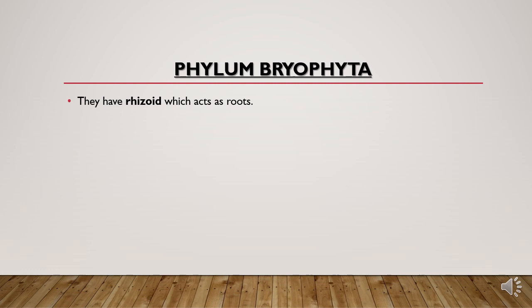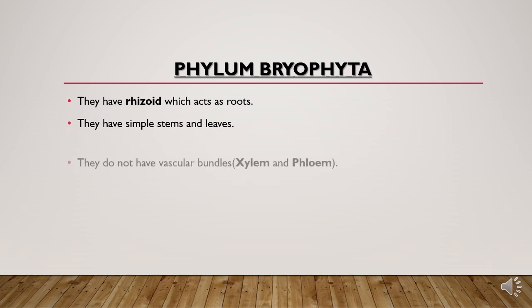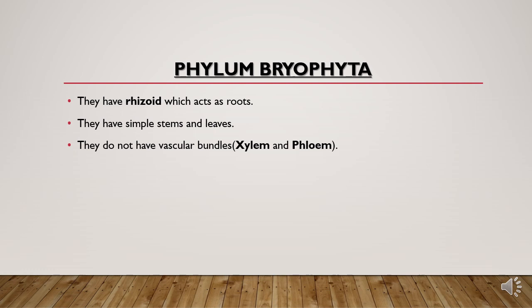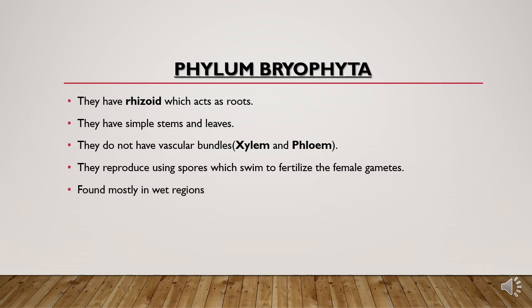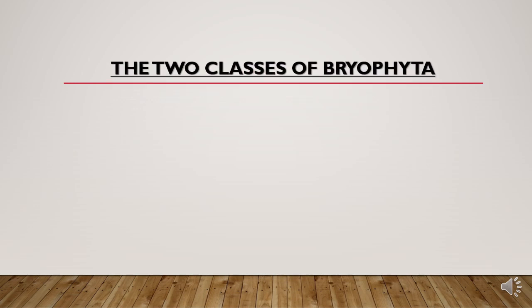Most bryophytes use rhizoids as roots. They have simple stems and leaves. They do not have vascular bundles, which means they do not possess xylem and phloem vessels. They reproduce using spores, and sperm swim to fertilize the female gametes. They are mostly found in wet regions. They include mosses and liverworts. But we actually have two classes of the Bryophyta.